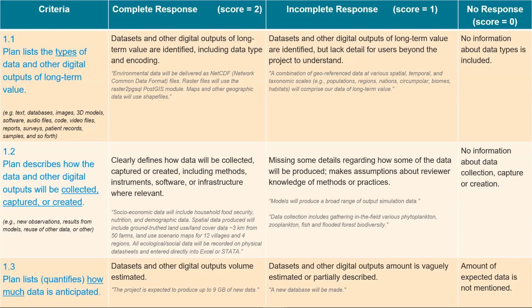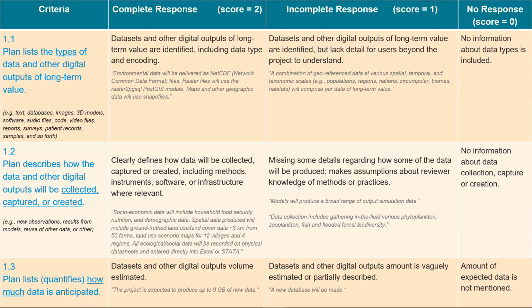Criteria 1.2: plan describes how the data and other digital outputs will be collected, captured, or created. An example of a complete response would be clearly defines how data will be collected, captured, or created, including methods, instruments, software, or infrastructure where relevant. So that's all of the methodology you can speculate and provide that should be in your proposal anyways. Sometimes there's missing information, some details are not there. An example here: models will produce a broad range of output simulation data. Okay, that says that something will happen, but that's not really enough detail for any kind of reproducibility or even a vague understanding of what's happening. So the reviewer needs to be informed and as knowledgeable as possible with the details you can provide about how data will be collected, captured, or created.